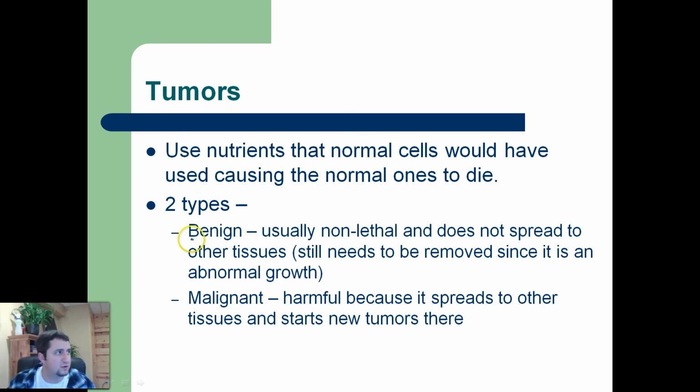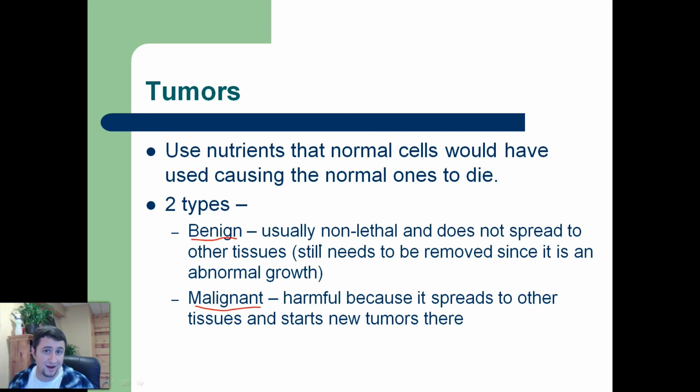We have two types of tumors. We can have what's called benign tumors, and we can have what's called malignant tumors. Benign tumors are usually not lethal. That means usually they don't kill the organism that they're in. They do that because they don't spread. So if I had a tumor here in my arm somewhere and it just began to grow, it would be really ugly, but it actually wouldn't spread to other parts of my body. So it probably wouldn't kill me.